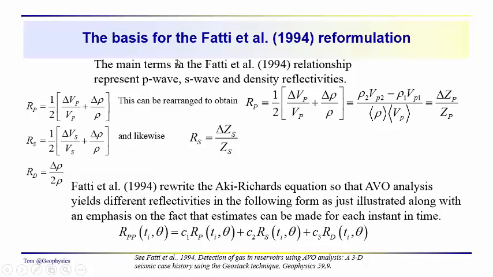So here we take a look at breaking the Fatti relationship apart. R sub p we could express as 1/2 delta Vp over Vp plus delta rho over rho. We go through the algebra here, and we see that what we actually have is a reflection coefficient expressed in terms of the impedances. This would be a shear wave reflection coefficient, this would be a compressional wave reflection coefficient, and then down here we just have the density reflection coefficient.